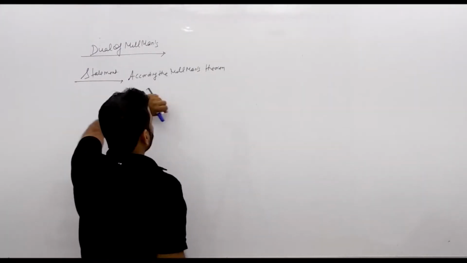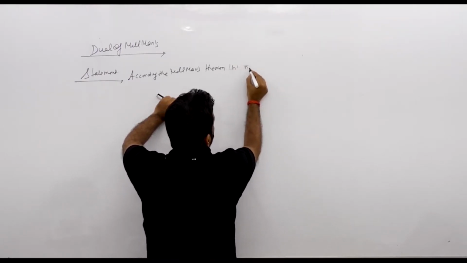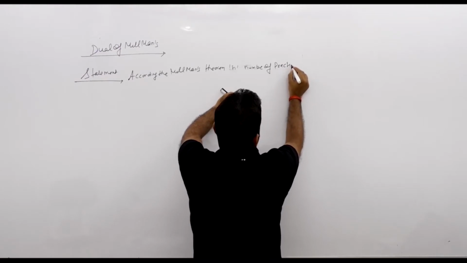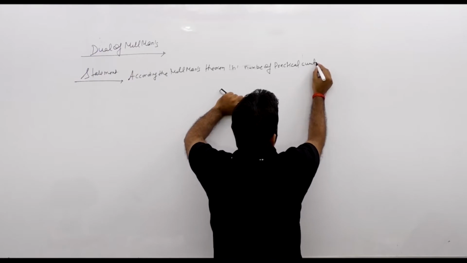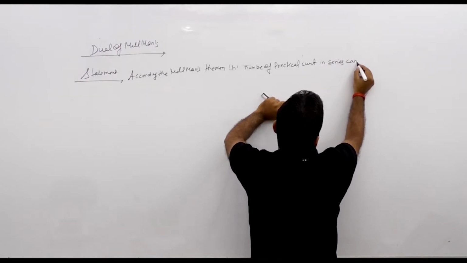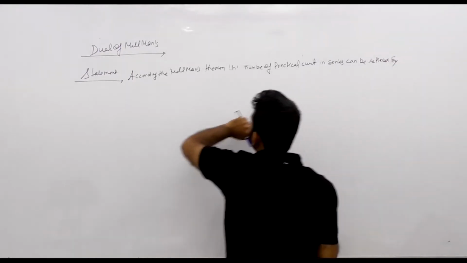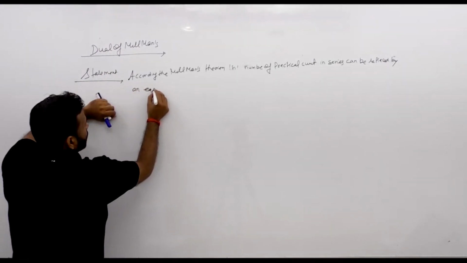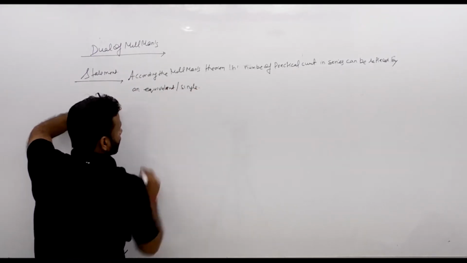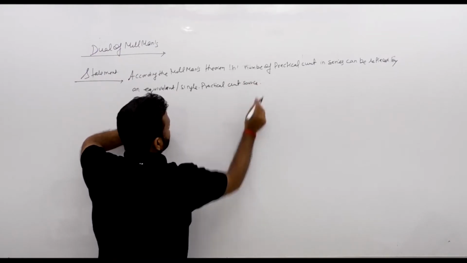तो स्टेटमेंट क्या होगा, according to the Millman's theorem, n number of practical current sources in series can be replaced by n equivalent or single practical current source. This is the statement for the dual of Millman theorem.